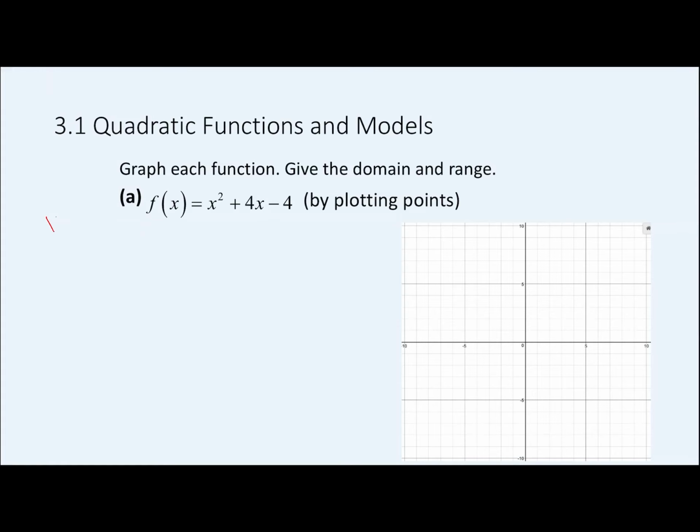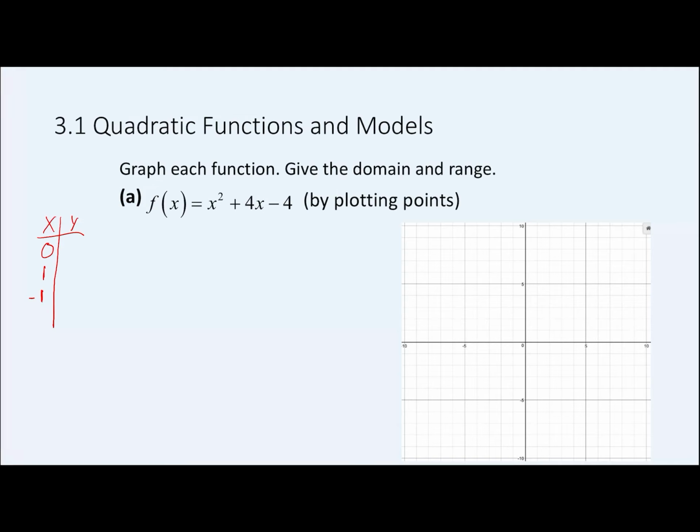So let's try to graph this one by plotting points. At this point, this is the only way we know how to graph a quadratic. We're simply going to make a t-table and plot some points. Now, it is a parabola shape. We know that because of the power of 2. It's a quadratic. And we know that the parent graph starts at the origin, right?